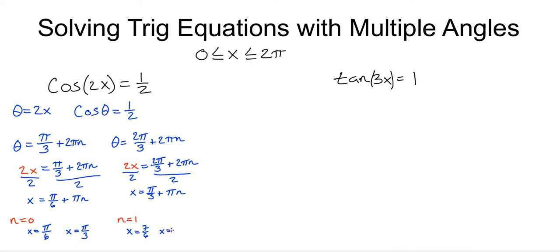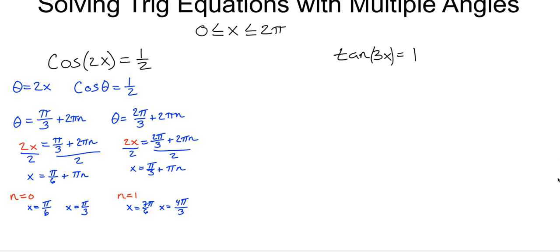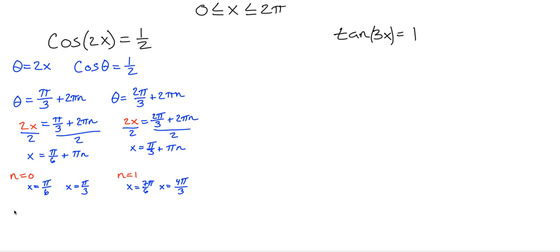So x could also equal 4 pi over 3. Well, again, both of those, oops, forgot the pi there, are going to be less than 2 pi, so we have to keep going. All right, so we'll scroll down a little bit. We'll say, well, what happens now if n is equal to 2?